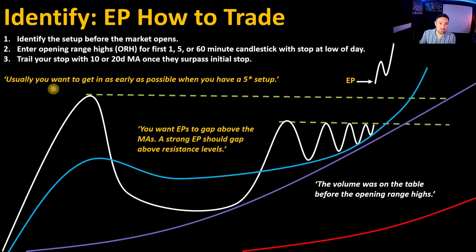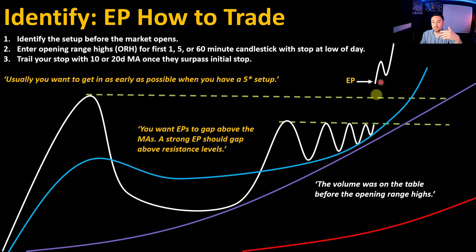Usually you want to get in as early as possible when you have a five-star setup, like this EP here. You want EPs to gap above the moving averages. A strong EP should gap above resistance levels. So thinking about that from a structural technical perspective, i.e. resistance levels of a base, and then also thinking above the key moving averages, i.e. you don't want to see an EP that's gapping up into the 200 SMA, which is then sloping down like this. You don't want to see that, or it's gapping up into the 50 SMA and the 200 SMA.